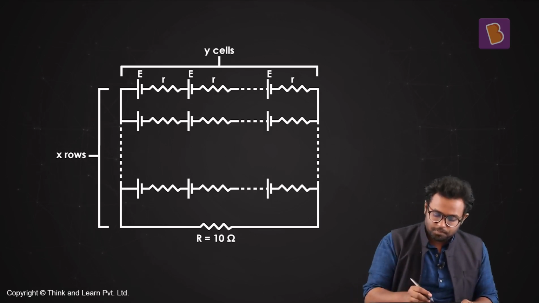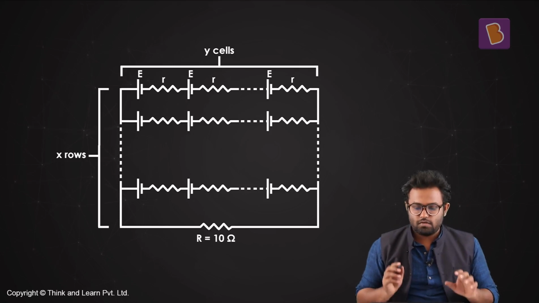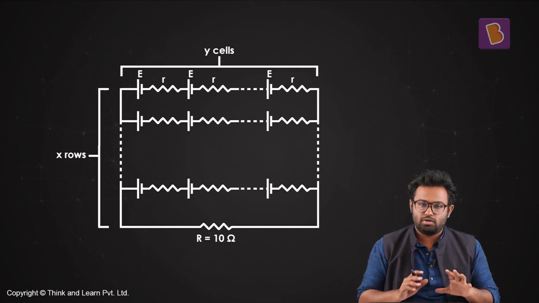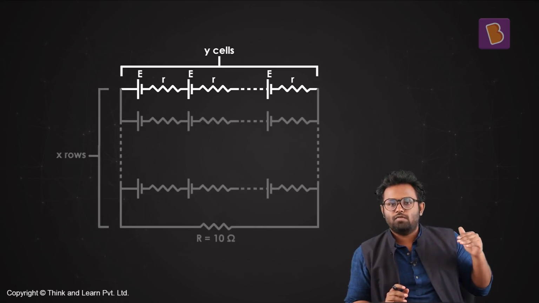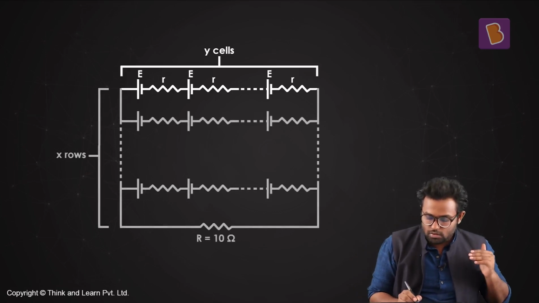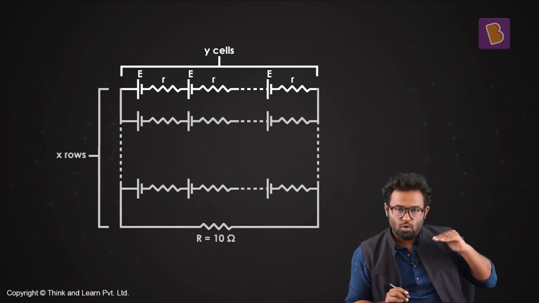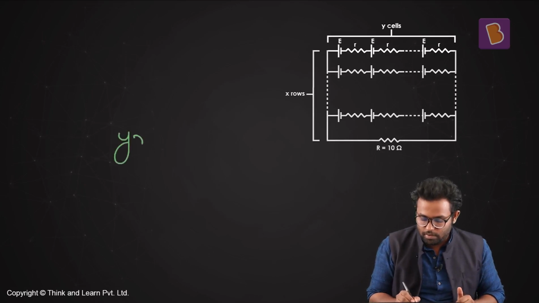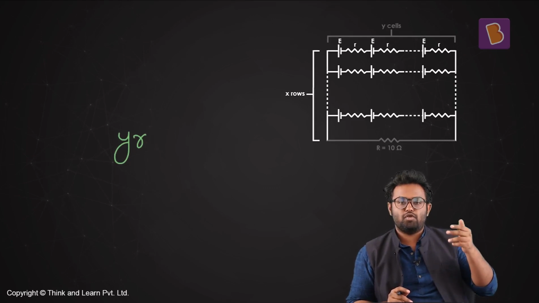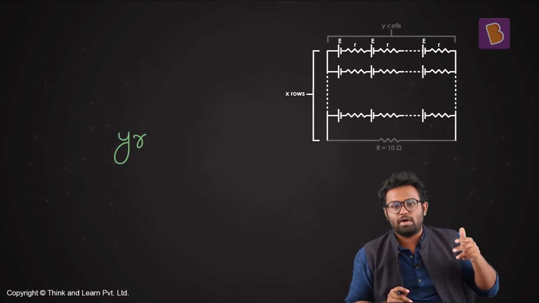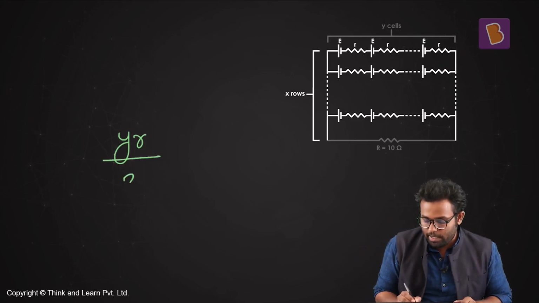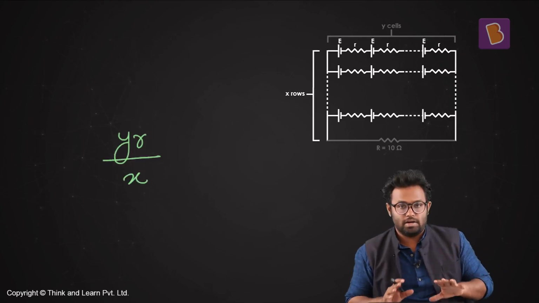So how would I do that? Let's first find the internal resistance in this case. There are y number of 1 ohm resistances in a row, so the total resistance in one row is y times r. And how many such rows are there? There are x rows. If you have 2 rows, the total resistance will be yr by 2. If you have 3 rows, it will be yr by 3. So in this case, it will be yr divided by x. That's the total internal resistance.